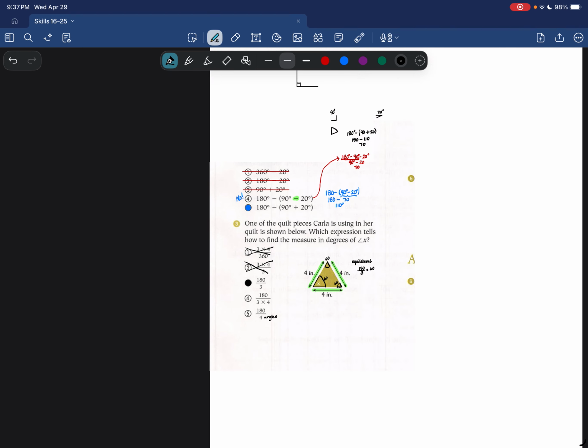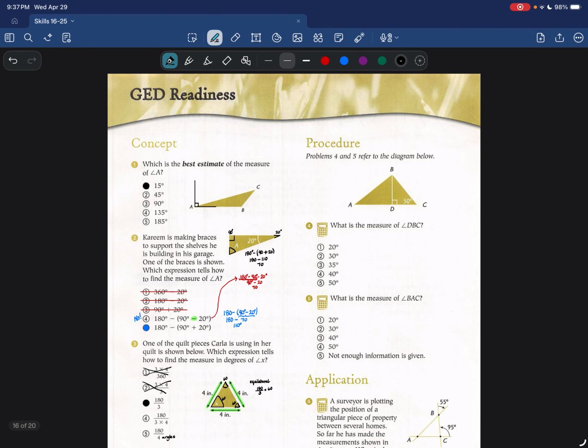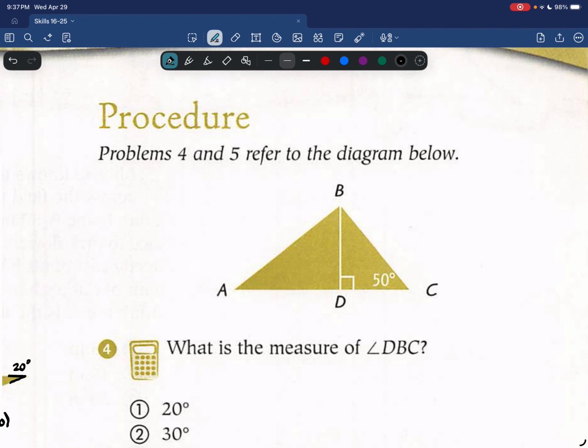All right, number 4. Finally, we get to do a procedure question. Problems 4 and 5 refer to the diagram below. So I have this large triangle, that is triangle ABC. So we have that large one. And then inside that large one, I have a smaller one here.